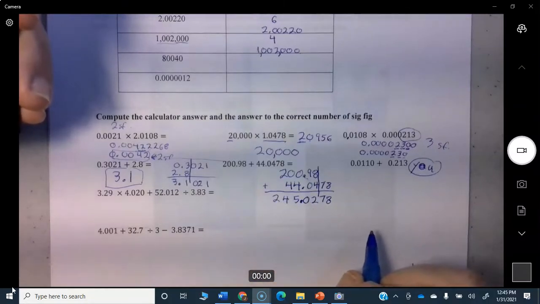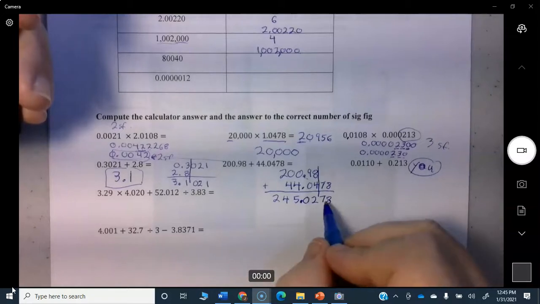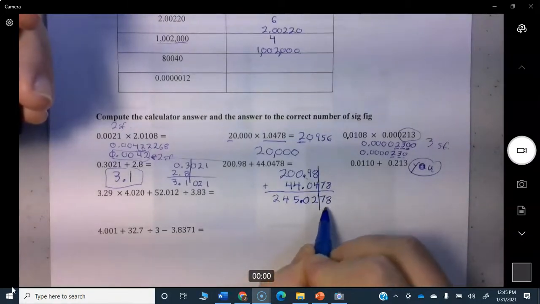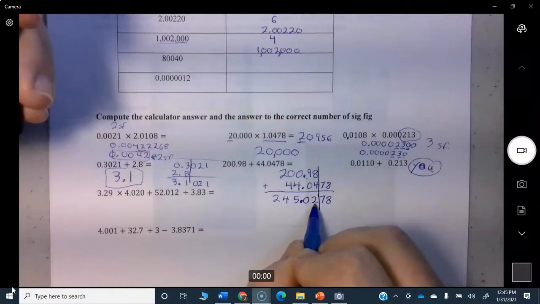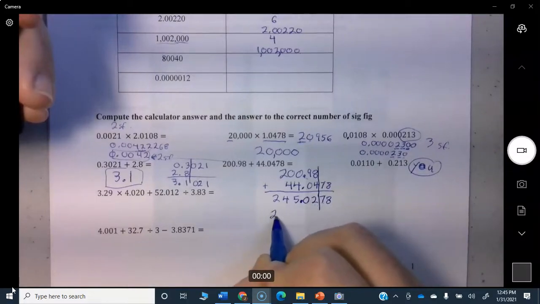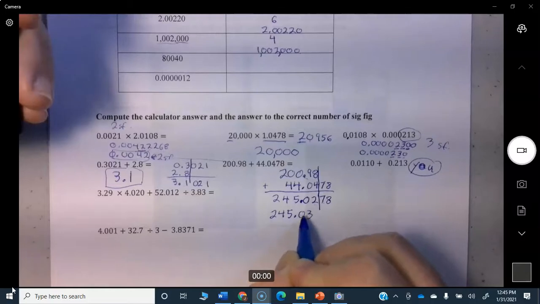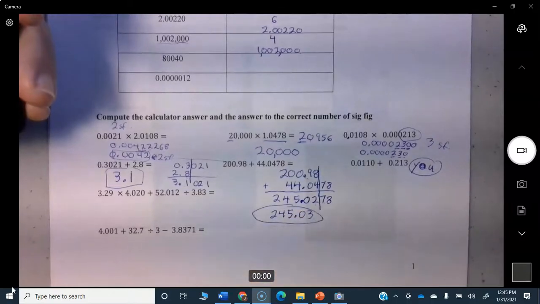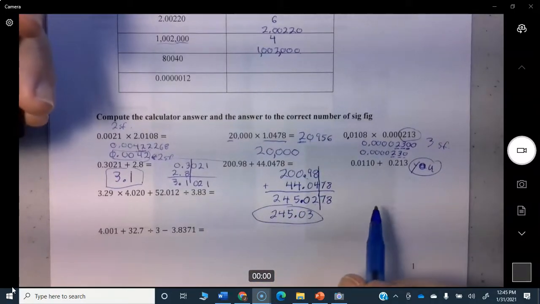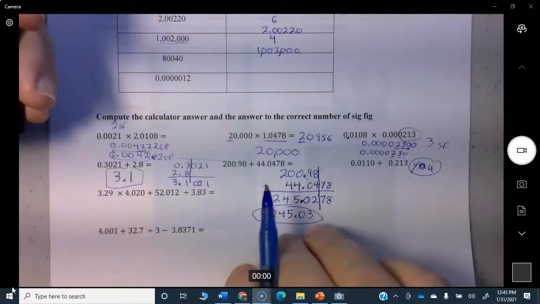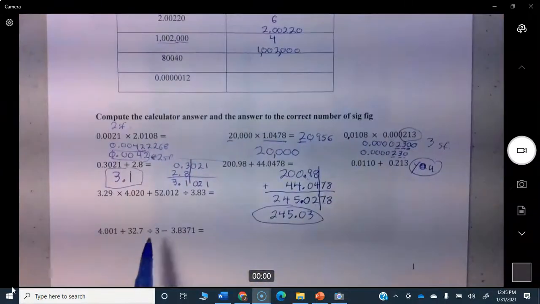All right. So this 7 is the rounded digit. It's going to round this 2 up to a 3. So your final answer is 245.03. All right, I'm going to leave this one for you. And I'm going to leave this one for you.